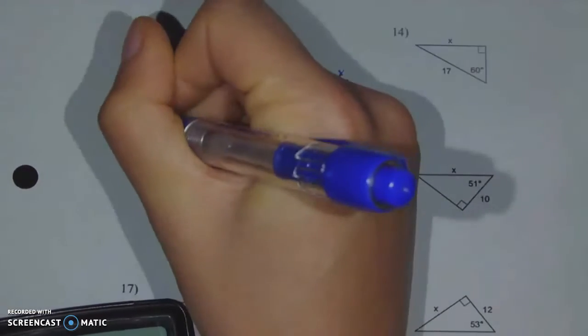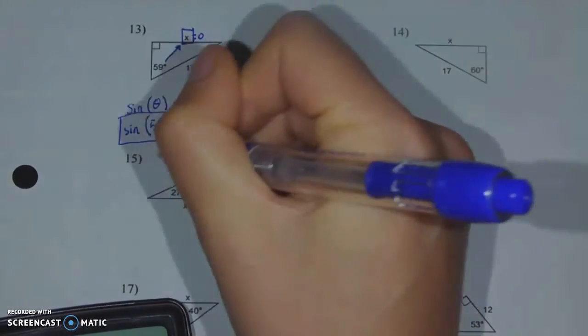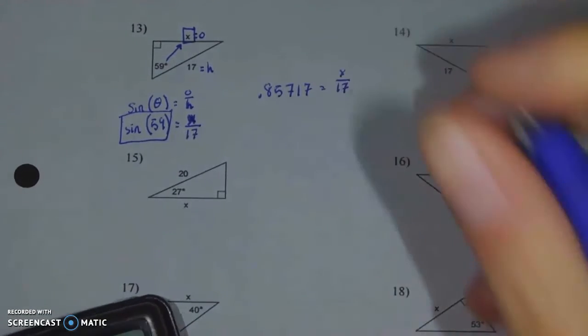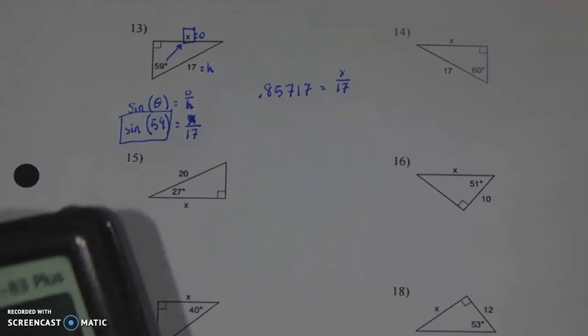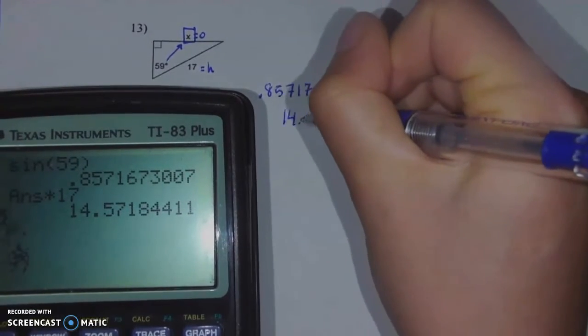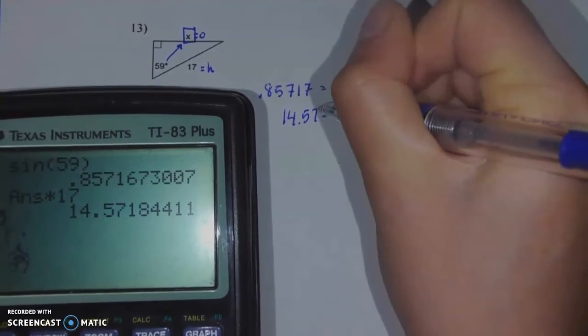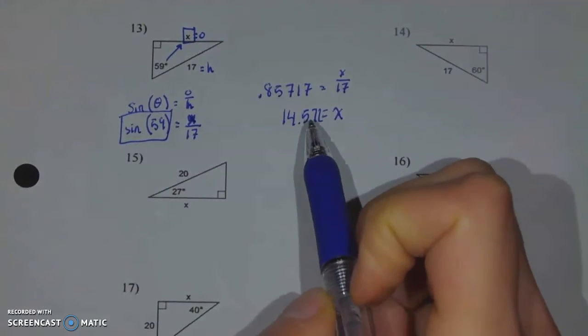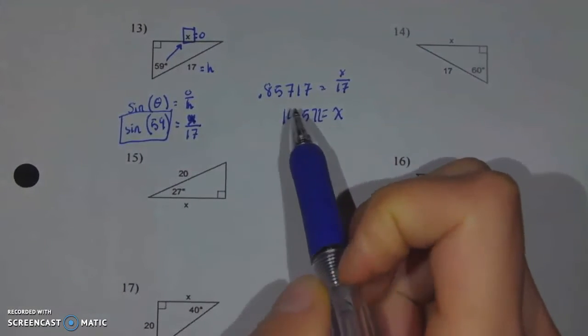So I've replaced this whole proportion with the number that it represents. And now I can solve for x. Multiply both sides by 17 to get an answer of x is equal to 14.572. And that would be your answer. This side would be 14.572.